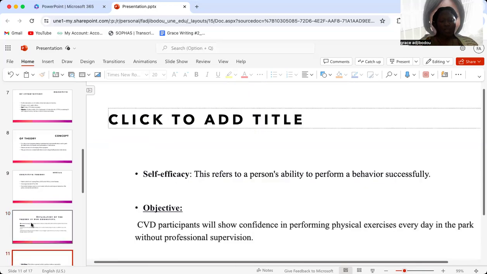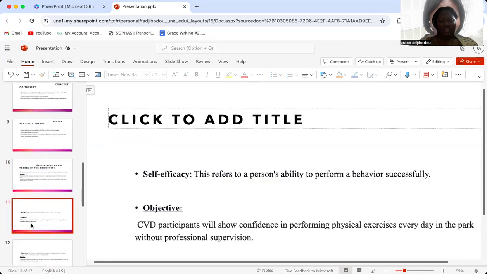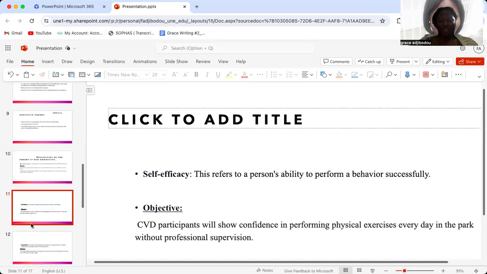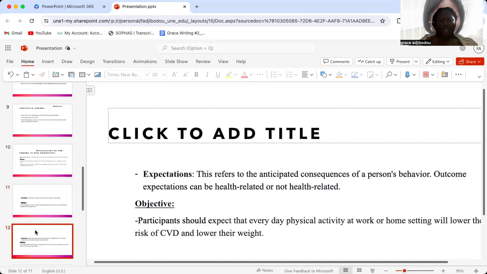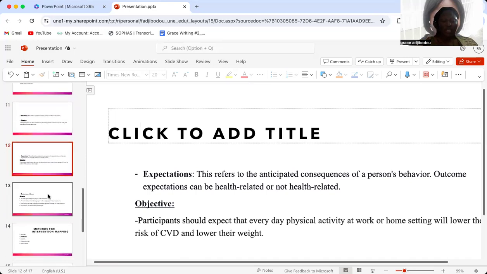The other one is self-efficacy, where the person has the ability to perform the behavior successfully. The third one we have developed is outcome expectation, where participants should expect that physical activity every day at home or at work will lower the risk of cardiovascular disease.